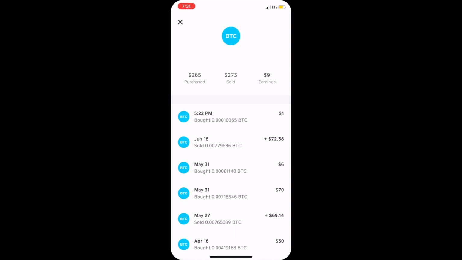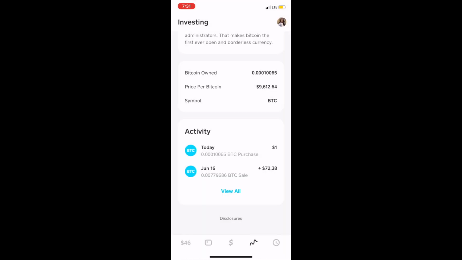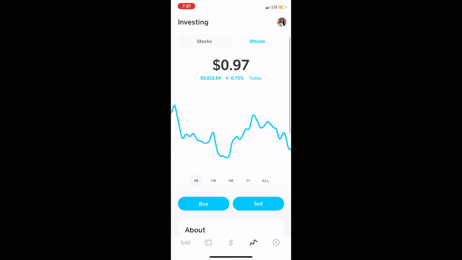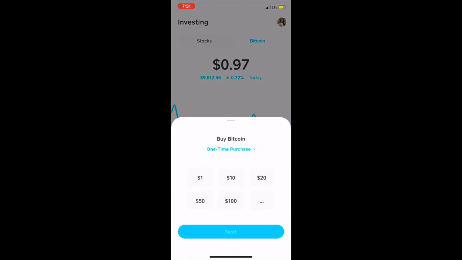So my total history, I have purchased $265 worth of Bitcoin. I have sold $273 worth of Bitcoin, and I've earned $9 on here throughout the lifetime of me having Bitcoin. Yeah. So Bitcoin, buying cryptocurrency is all day during the weekends. During the week, all day during the week. And you can buy anytime, even when the stock market is closed.